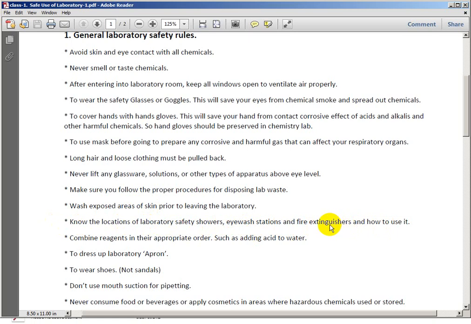Our building has one fire extinguisher. Have you seen it? The building lacks safety showers. I will talk to our authority about this.